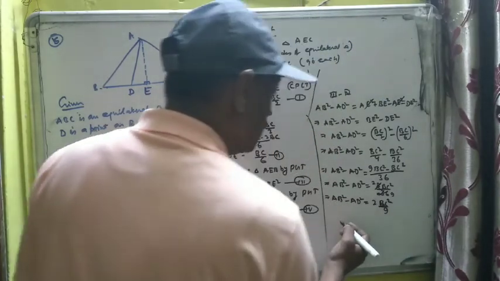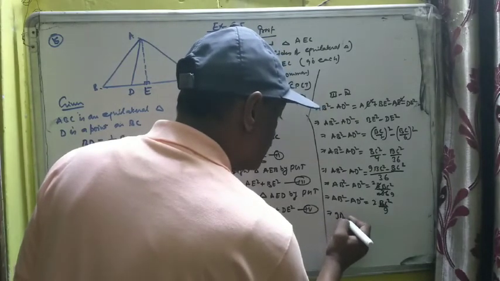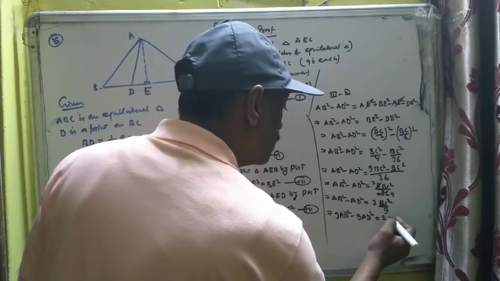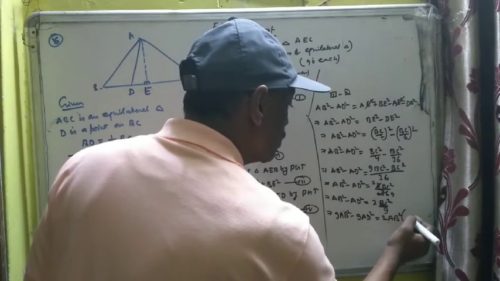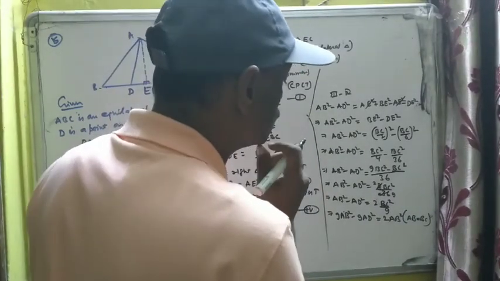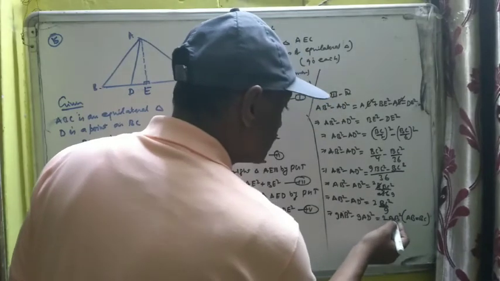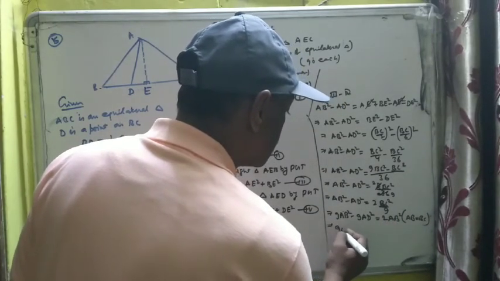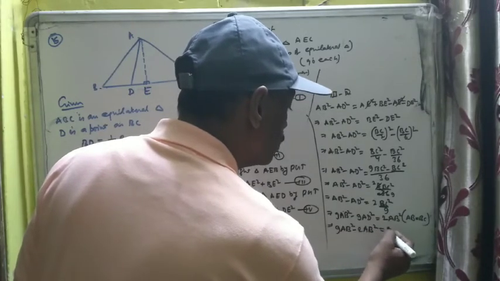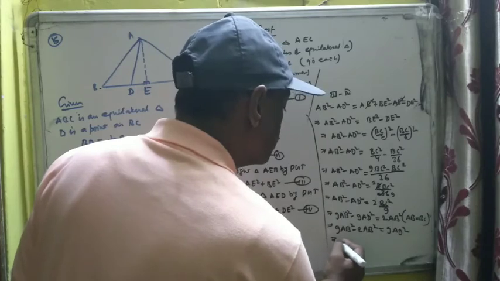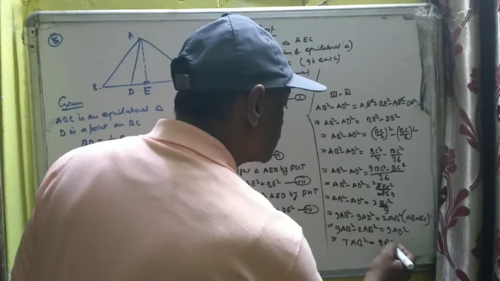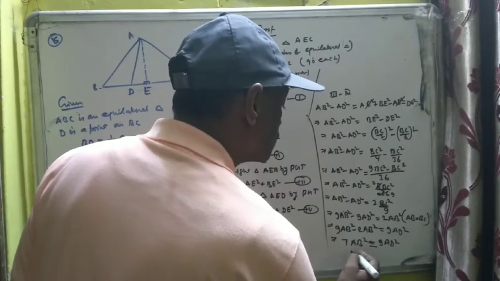Now the cross multiplication, 9 AB square minus 9 AD square equal to 2 AB square, because AB equal BC. These are the sides of an equilateral triangle, so they will be equal. Transfer this AB square into this side, so it is 9 AB square minus 2 AB square equal to 9 AD square. And this is 7 AB square equal to 9 AD square. And now this is proved.